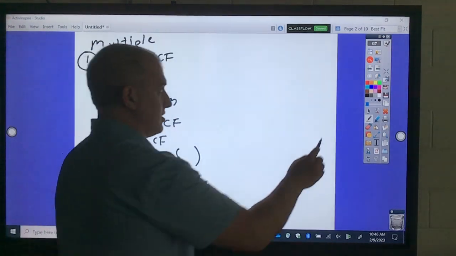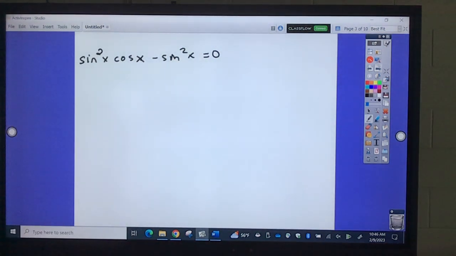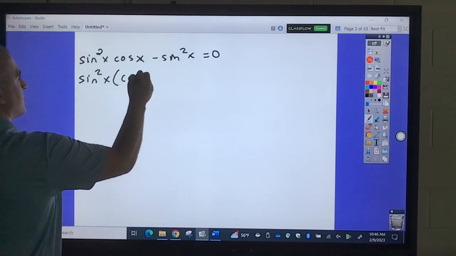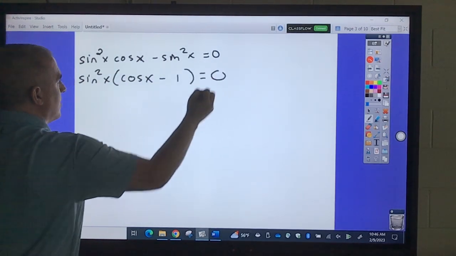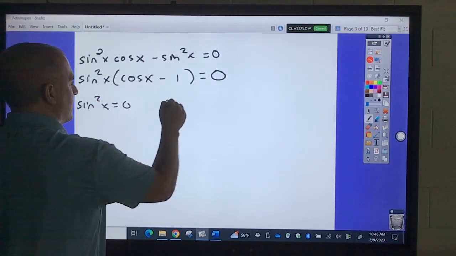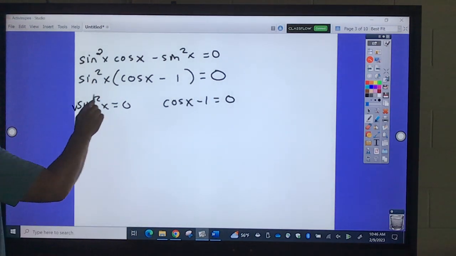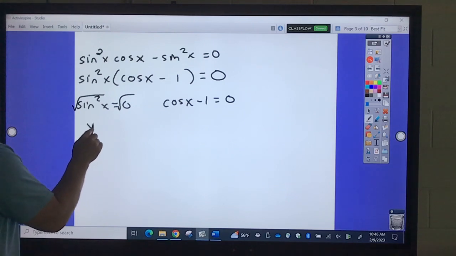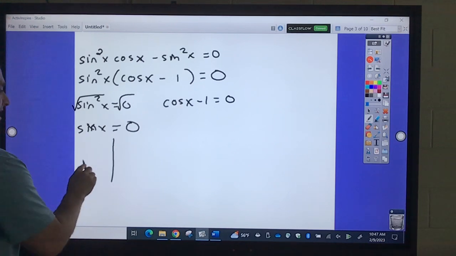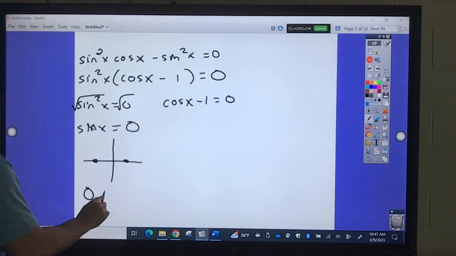So like on this one, everything's already moved to one side, so they both have a sine squared, so I'm going to take that out, so that's going to be cosine x minus 1 equaling 0. So I set the GCF equal to 0. This one, I would take the square root, plus or minus. Well, the square root of 0 is 0, so sine of x would be 0. Okay, so that would be on the axis points. That would be here and here. So that would be 0 and pi.